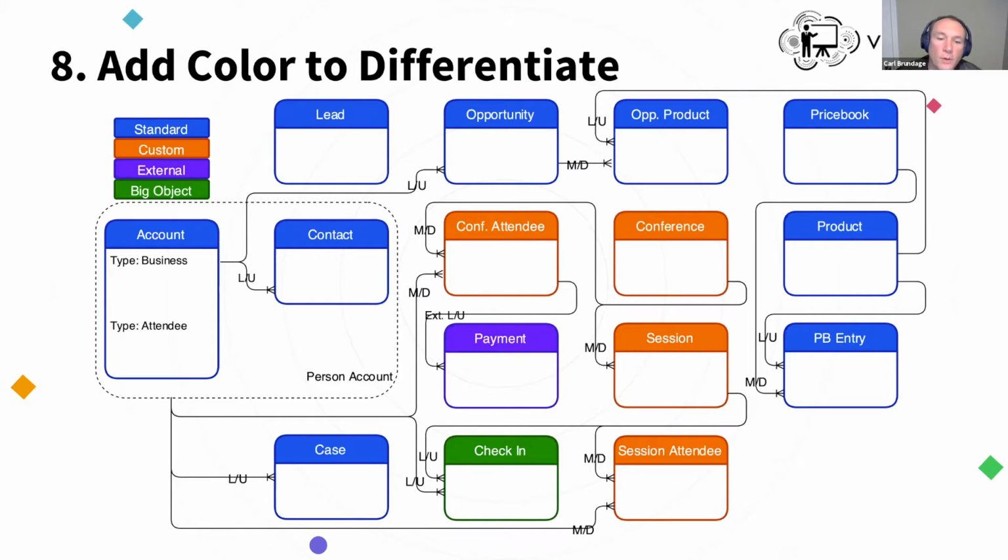Now, just don't forget when you add colors, make sure you add a legend, or if you're using shapes, make sure you add a legend. So when somebody comes to it, they understand what you've decided to show because your nomenclature may not match something that they're thinking of.